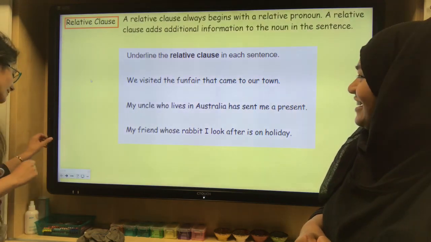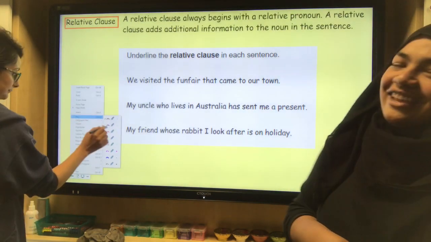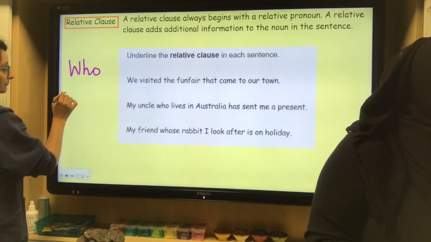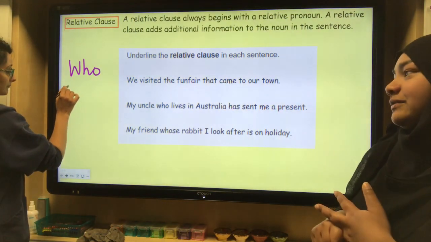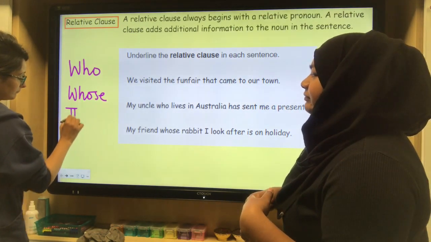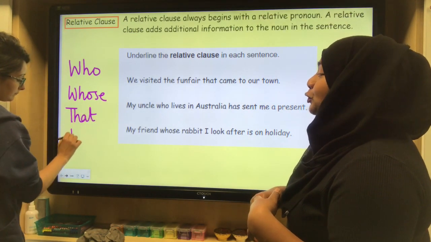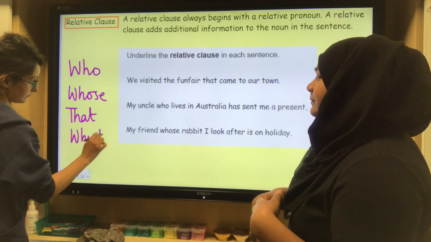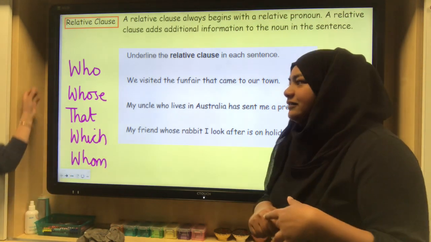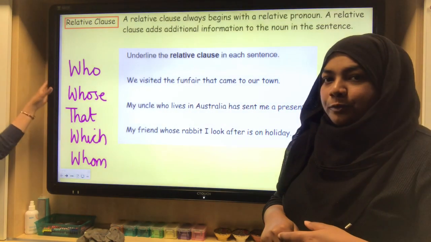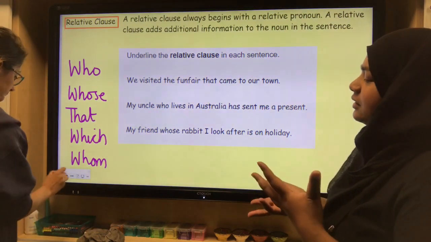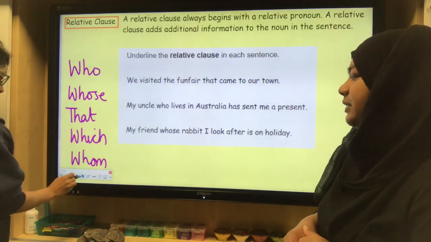So go on, Miss Mia. Our relative pronouns are what? Okay, so some of our relative pronouns are the following. We've got who, whose, that, which, and whom as well. Let's just say those relative pronouns together. 3, 2, 1. Who, whose, that, which, whom. These are the most common ones that we often come across, but there are more as well.